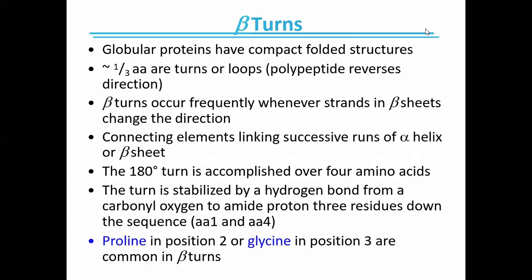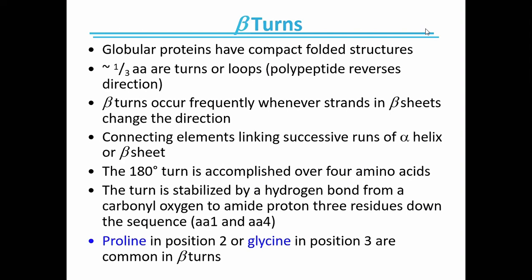Right. Now, after alpha and beta, there is turn structure. We call these structures alpha, beta, and gamma turns, depending on the size of the turn. The most common is the beta turn. It consists of three amino acids, if I'm not mistaken.